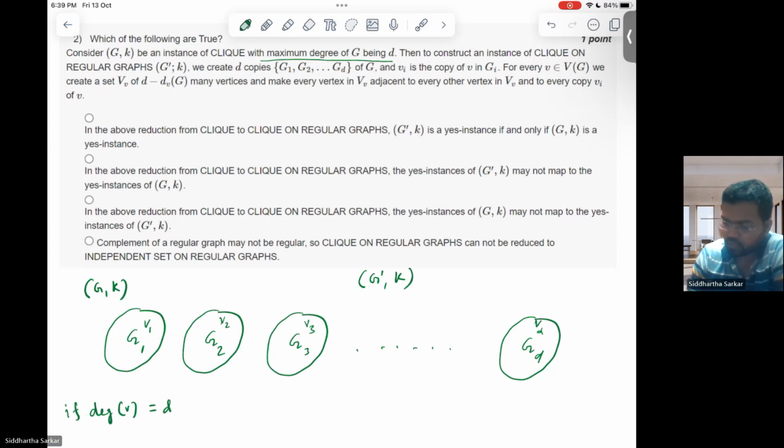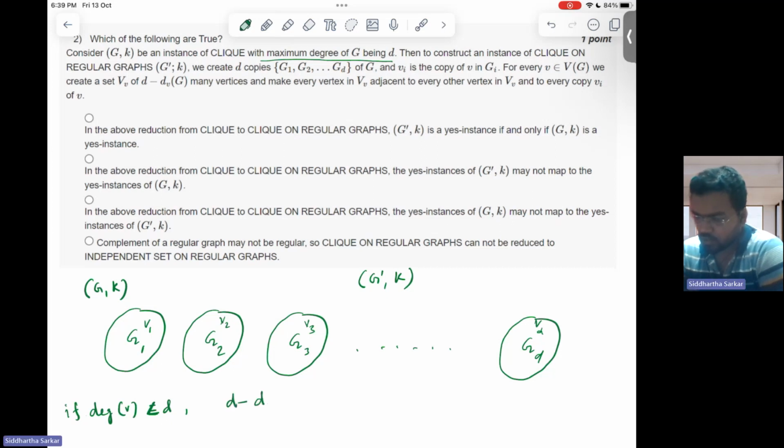Do nothing. But if the degree of v is less than d, then you make some new vertices in the graph G'. How many new vertices? d minus whatever is the degree of the vertex v in G, that many new vertices you create in G'.